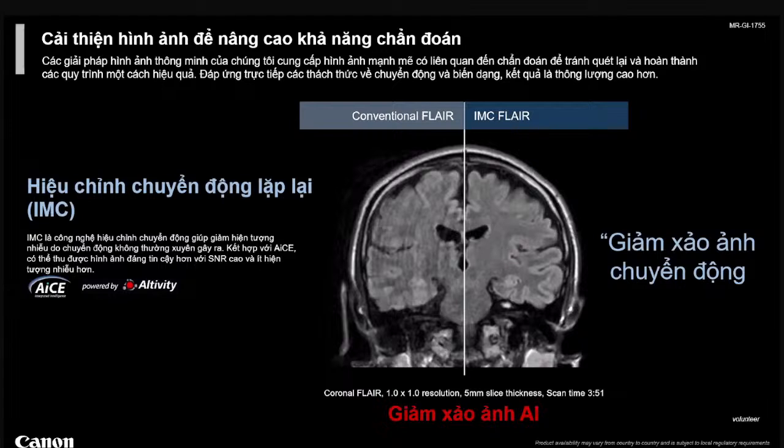Next, we talk about IMC. As we all know, sometimes when we are talking about patients, especially with chronic diseases, they are unable to stay still during the MRI scan. Those spastic movements will cause artifacts. And now, with our iterative motion correction that we include with our AI algorithm for detecting the motions, we are now using AI to remove the artifacts. So this is an IMC FLAIR, compared to the conventional FLAIR on the left-hand side, where some sporadic movement of the patient is being removed using our AI algorithm.